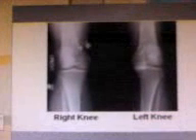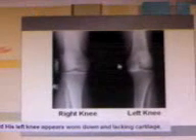It looks like surgery will proceed as planned. Take a moment to look at our patient's x-rays. Which knee do you think needs surgery? You're right, his left knee appears worn down and lacking cartilage, which is likely the cause of his pain.